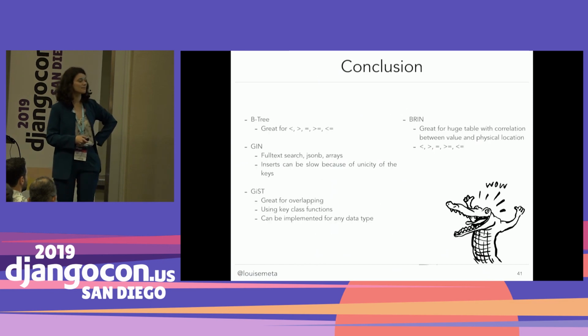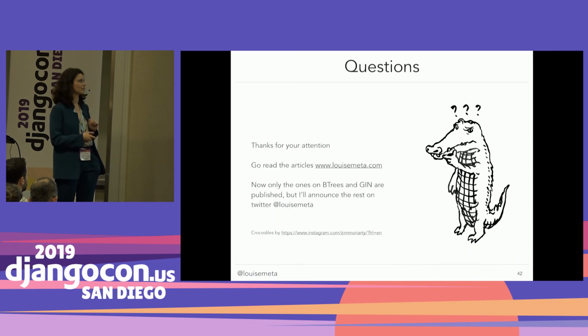So, conclusion: a Btree is great for any comparison operators. Gin are good when it comes to arrays and when it comes to full text search, when you have to check whether an array contains something. Gist are good for overlapping, especially for geometry. That can also be used for full text search, and Brin are really good when it comes to fast scanning large amounts of data. Thank you for your attention.